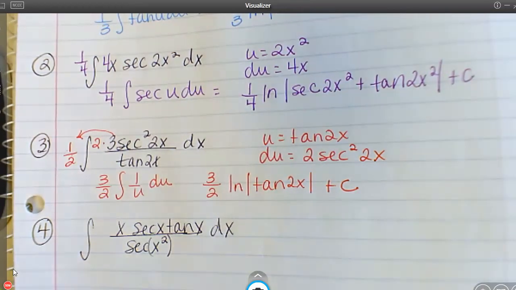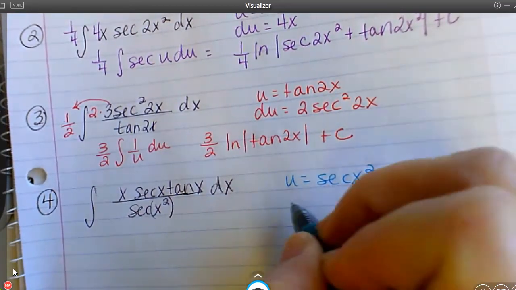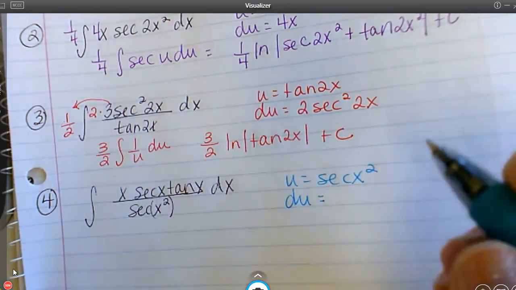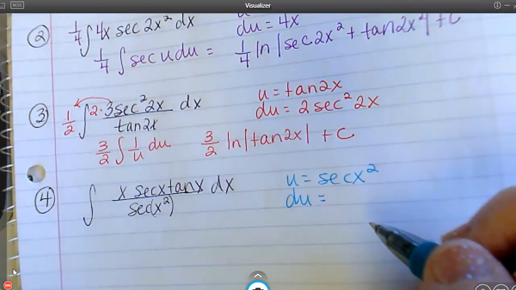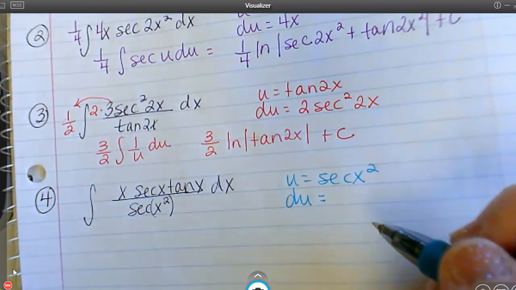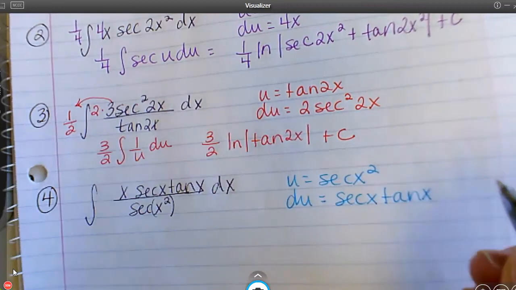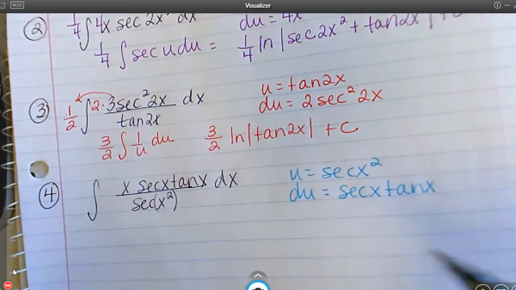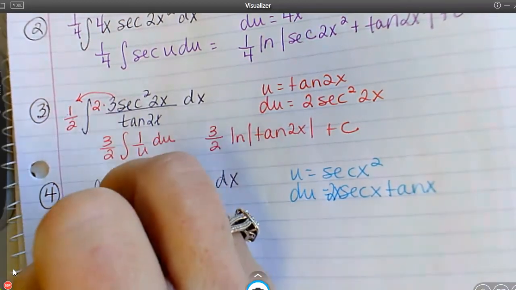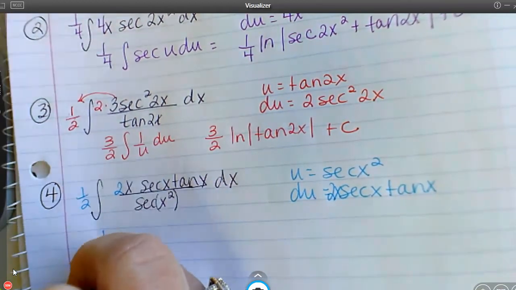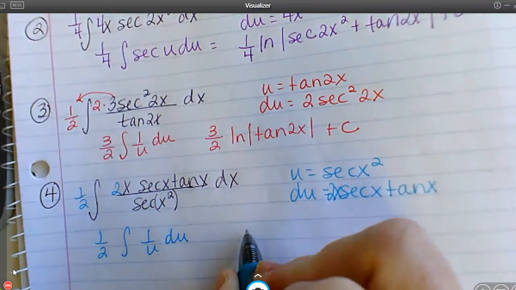Okay, so let's look at number 4 very quickly. Again, u is going to be secant of x squared. And then the derivative of secant comes out to be secant tangent, which is there. And we've got this x squared, so that'll be a 2x. 2 in, 1/2 out, so we've got 1/2 integral 1 over u. Again, we get a natural log.